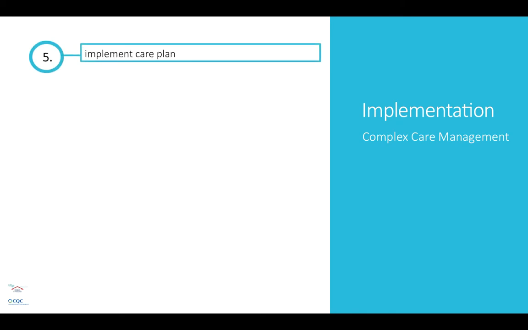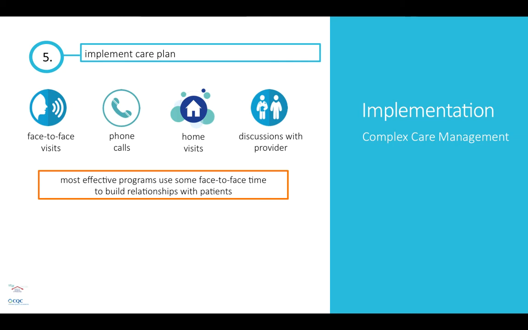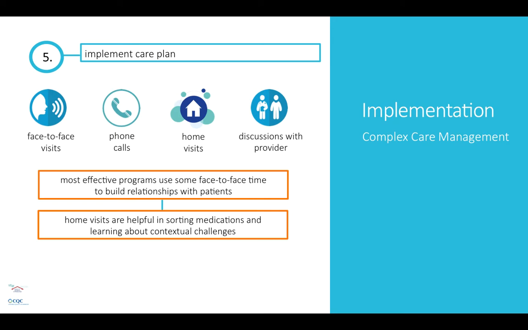Implementing the care plan can be conducted through face-to-face visits, phone calls, home visits, and discussions with the primary care physician or mental health provider. Studies suggest that the most effective programs use some face-to-face time to build relationships with patients. Complex care managers often report that home visits are particularly helpful because they can help sort through some bags of medications or see the contextual information about the challenges that people face in their daily lives.